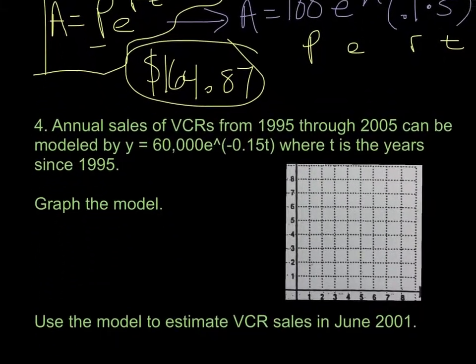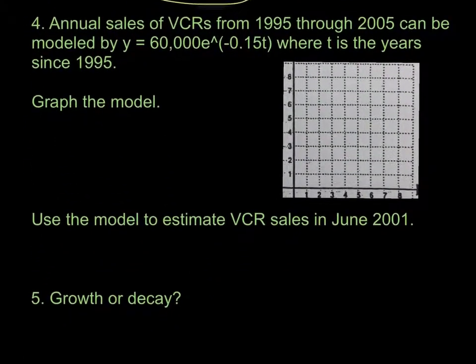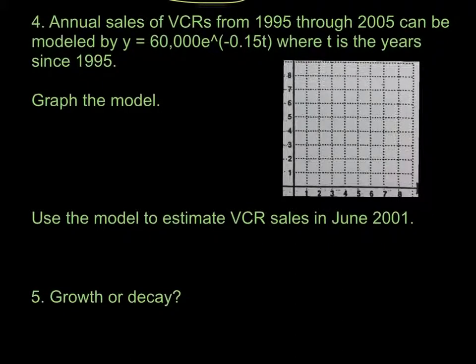And here's an example. I just made this problem up, but annual sales of VCRs from 95 through 2005 can be modeled by this guy, okay, where t is the number of years since 1995. So if I plug in the number of years since 1995, it'll tell me how many VCRs were sold.